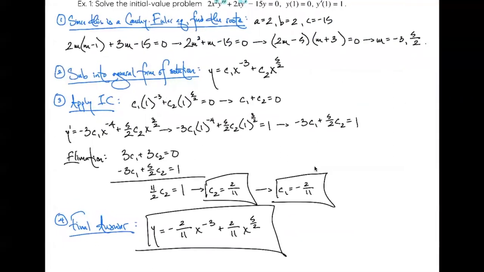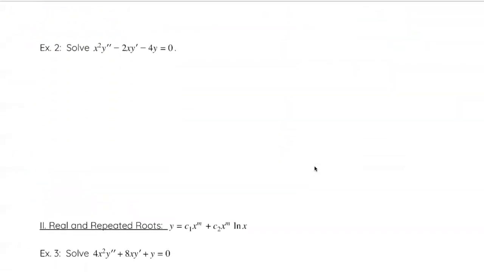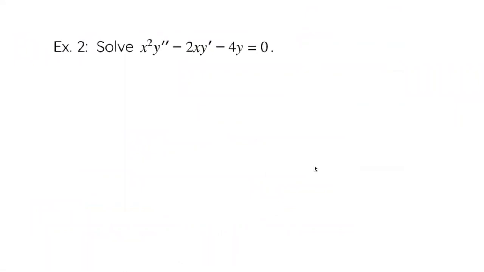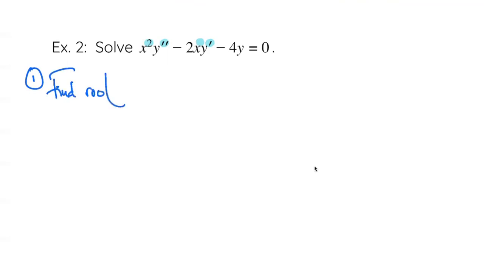All right, let's take a look at another equation. I do a quick check. I notice that I have x squared and a y double prime. Those are the same power. x to the first and a y prime, those are to the same power. So I look at this and I say, hey, I know this is a Cauchy-Euler equation. So the first thing I'm going to do is go ahead and find my roots. And so when I look for the roots, I want to identify A, B, and C.